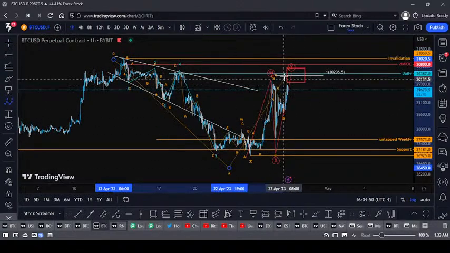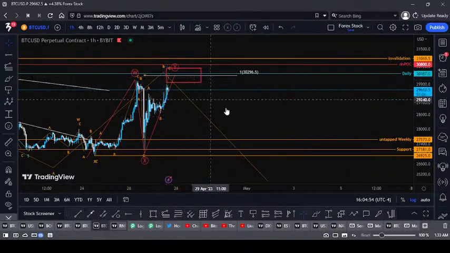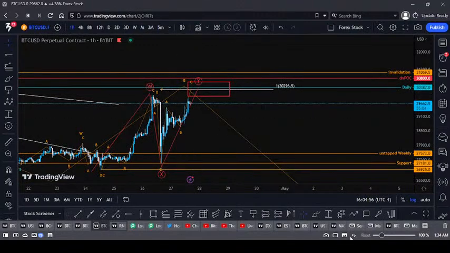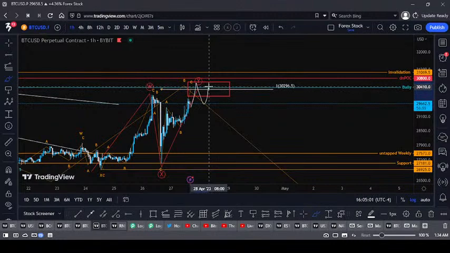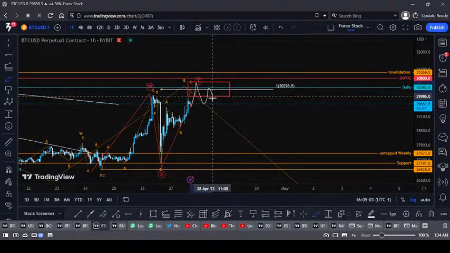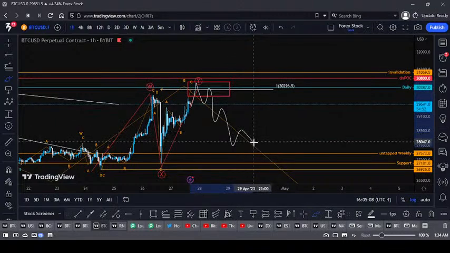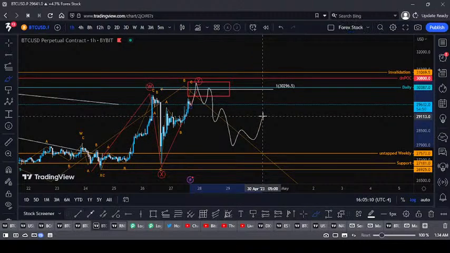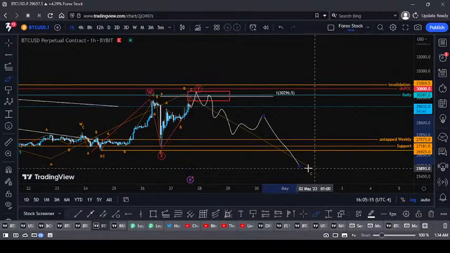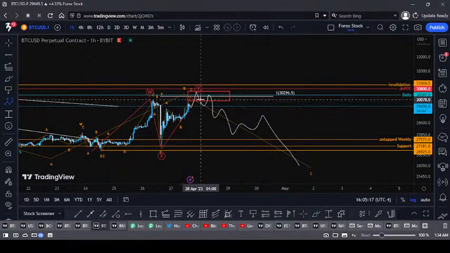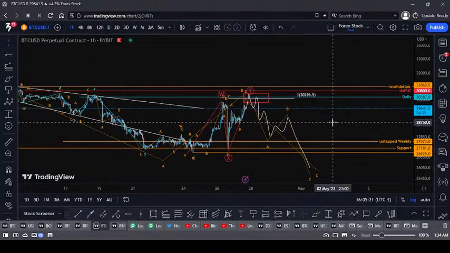WXY. I count it as a B and then C. So for the C wave, we're going to have something, for example here, a lower high, in terms of 1, 2, 3, 4, 5, A, then ABC or WXY, then we're going to see the B wave, and then some C wave to the downside. So that will be another A, B, and C. You understand what I'm trying to say here?